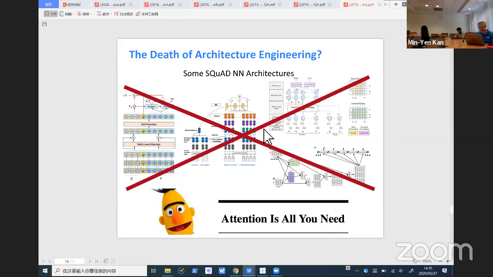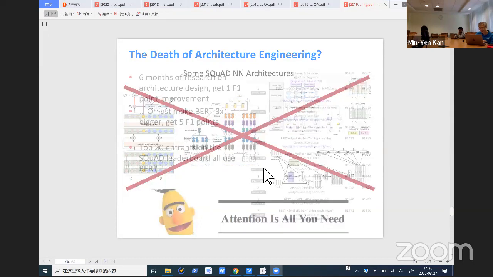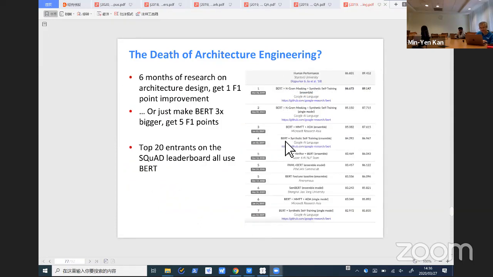So this is a slide from the last lecture of CS224D. The topic is the future of NLP. One of the futures they think is that it may be the death of architecture engineering, because all these complex design architectures cannot outperform BERT. And as you can see on the leaderboard, all of the methods have the word BERT.